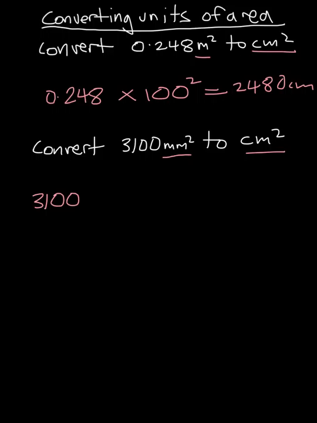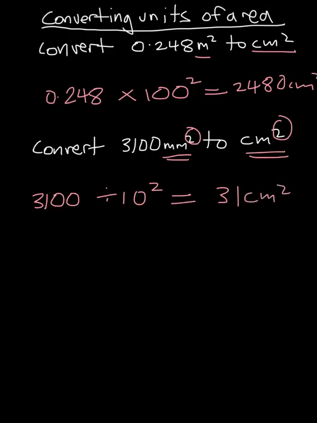Now, if I'm going to go from millimetres to centimetres, I would divide by 10, wouldn't I? But I've got millimetres squared to centimetres squared, so I'm going to divide by 10 squared. So 3,100 divided by 100 is 31 centimetres squared. I've just realised I forgot the squared up the top there.